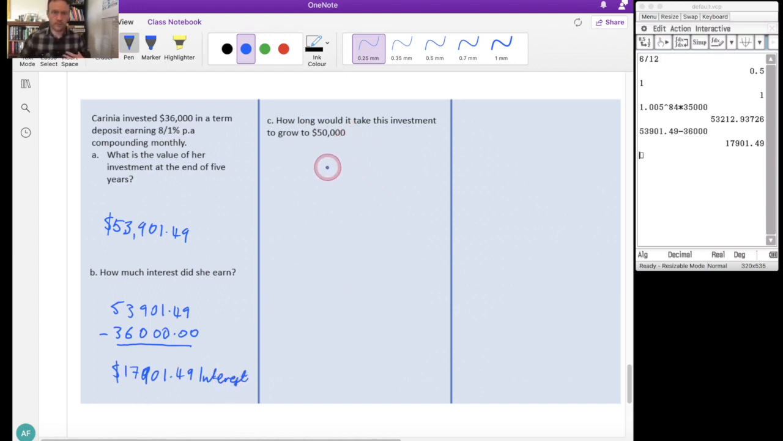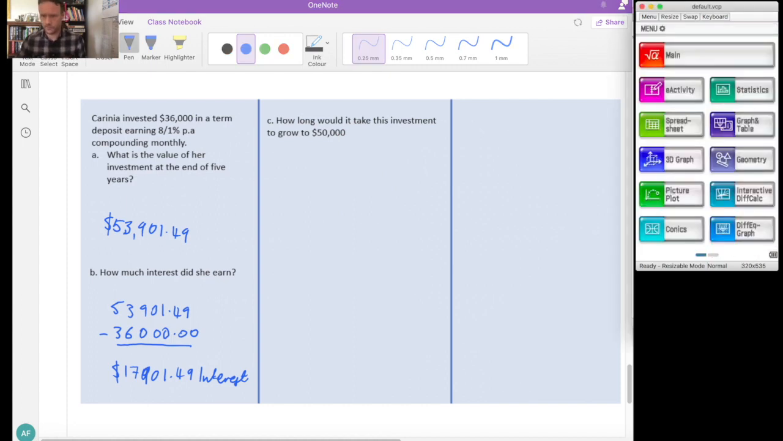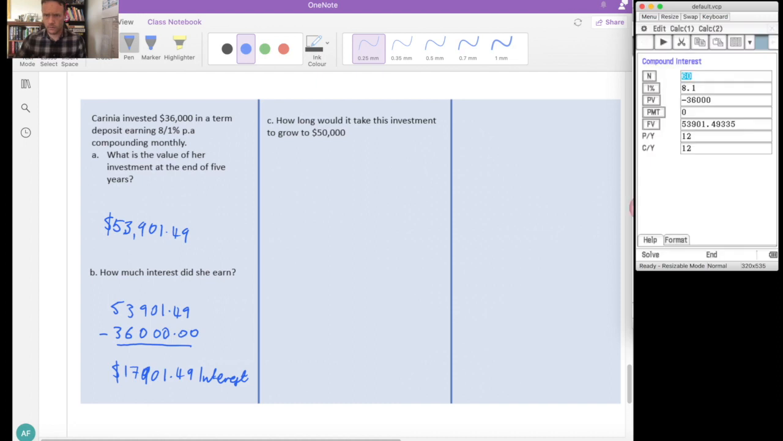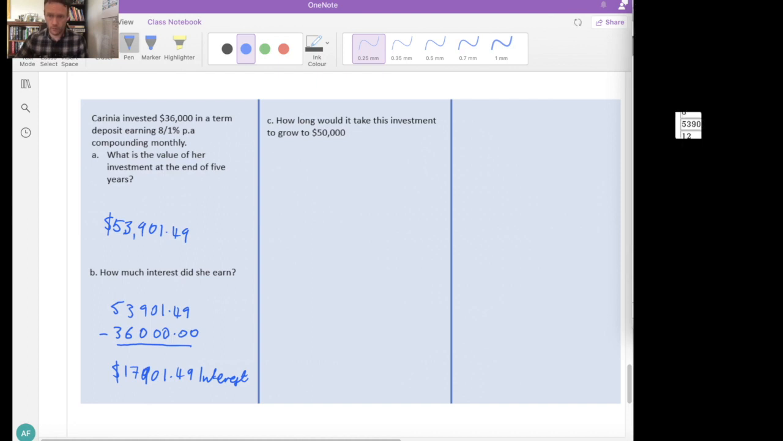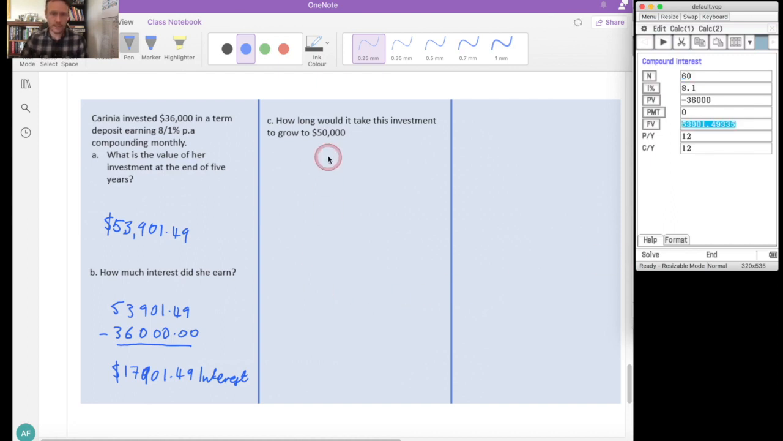How long would it take the investment to grow to $50,000? Okay, so we can go back to our financial calculator for this. Right there, we've got everything still in there, which is good. Now, what we want to know is, we know we started with 36,000 going in. We know that we want it to get to $50,000. So we want our account to be worth $50,000. Everything else is the same. There's no payments going in. The compounding periods are the same, but we're going to solve for n because we're after a period of time. So we leave that blank, and solve.